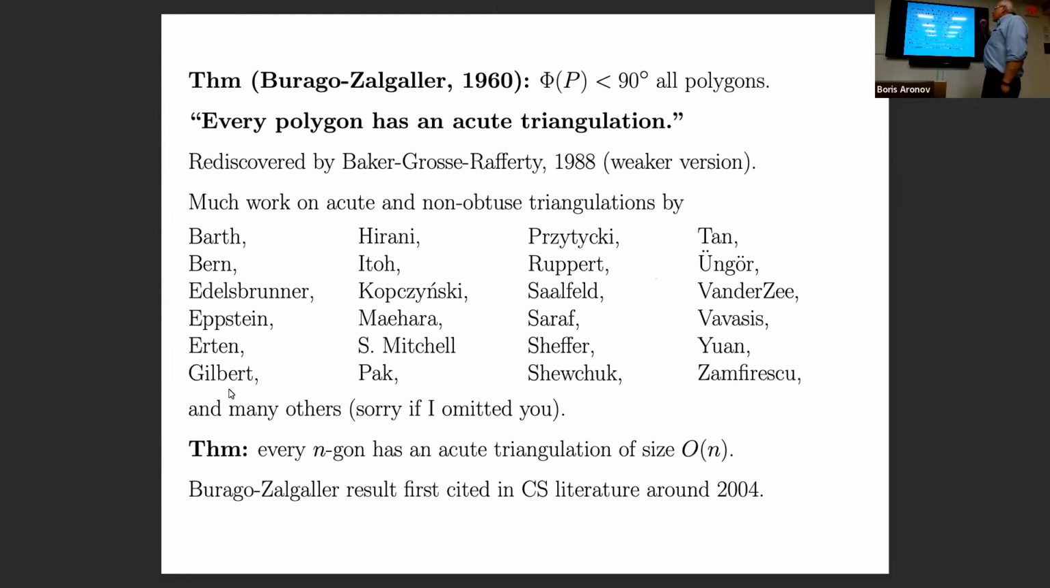Now, there's a big literature on triangulating with good shapes and doing it as fast as possible. And I just tried to write down every computational geometer who might ever listen to this talk and who had some paper. If I've left you out and you contributed to this, I apologize. Okay. The basic end of the story, as far as I'm concerned, is that not only does every polygon have an acute triangulation, but there's one of linear size that you can compute.